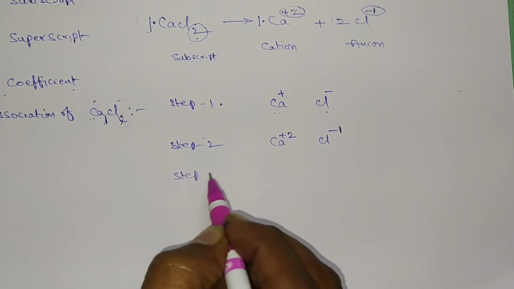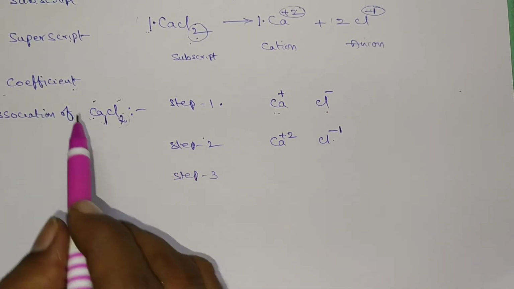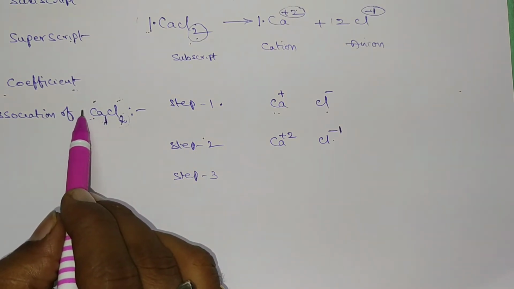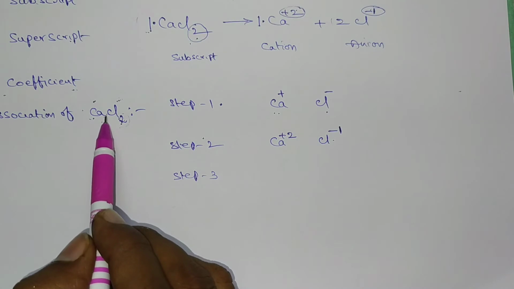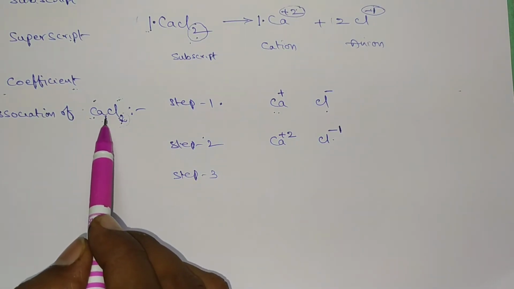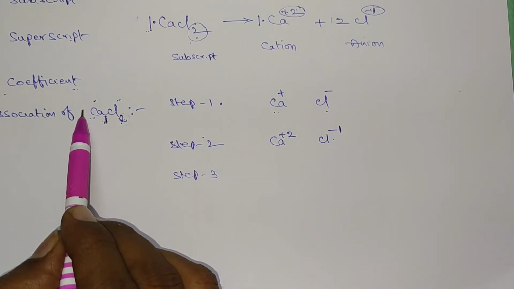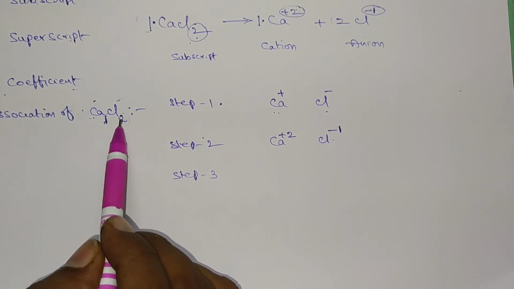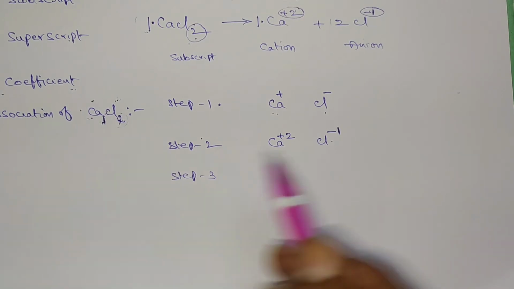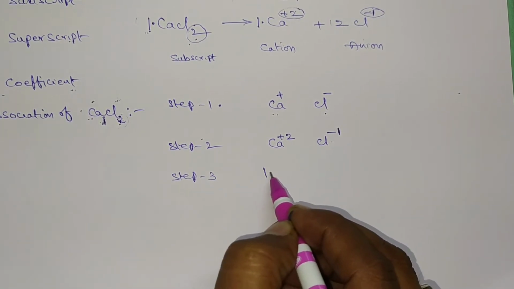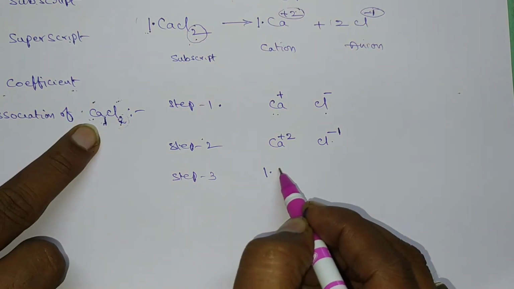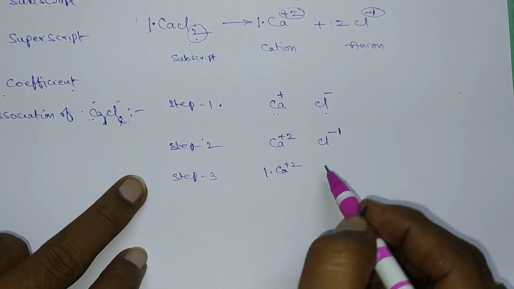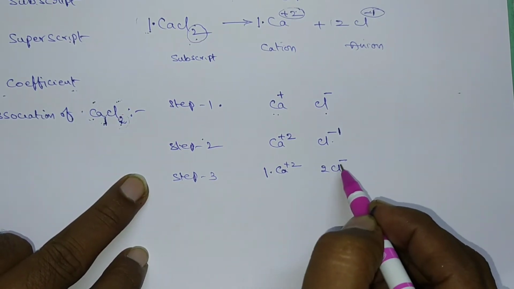And in step 3, the subscript of each species will become the coefficient for its own. That means here 1 is the subscript for calcium, so it becomes the coefficient for calcium. Again, 2 is the subscript for chloride ion, so 2 will become the coefficient for chloride ion. So 1 becomes the coefficient for calcium, that is 1 into Ca+2, and 2 becomes the coefficient for chloride ion, so 2 Cl-.